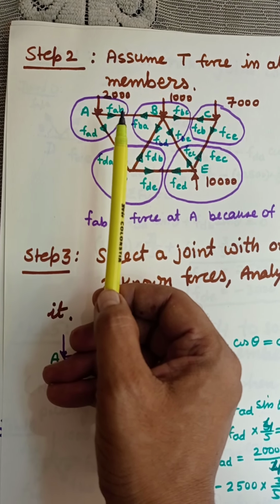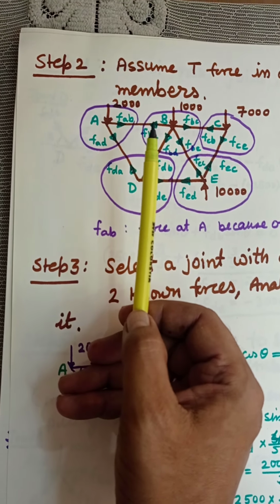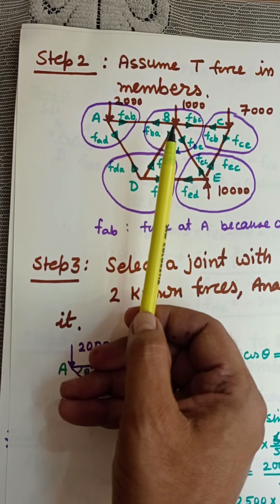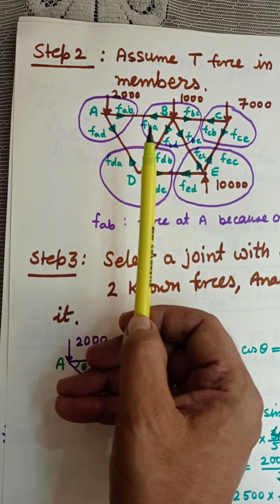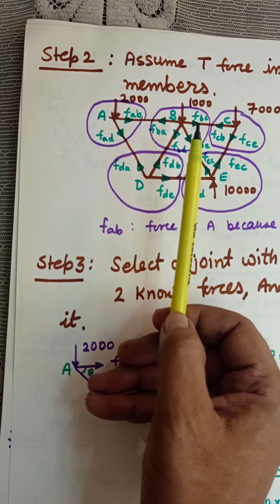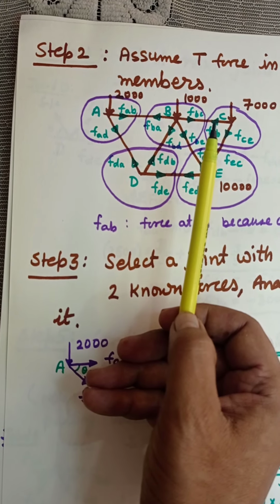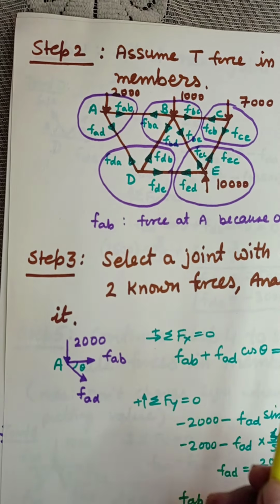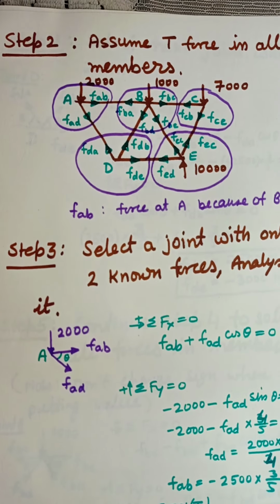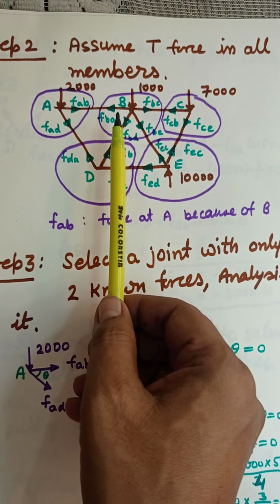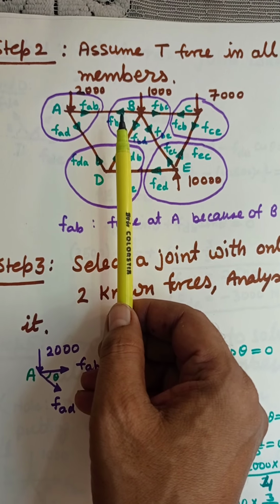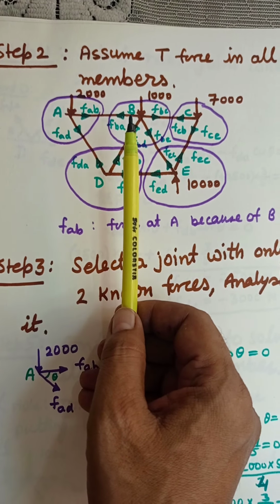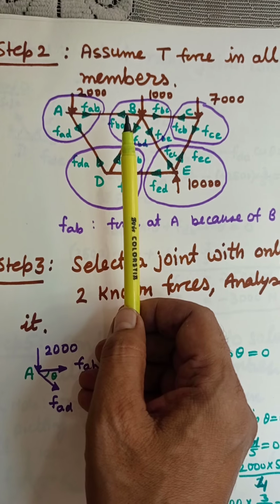Force at A because of B is FAB. The opposite force, acting at joint B, is the force at B because of A. Similarly, force at B because of C, force at C because of B. Like this we have given nomenclature to all the forces acting on the truss. Interestingly, FAB and FBA are going to be the same in magnitude but opposite in direction.